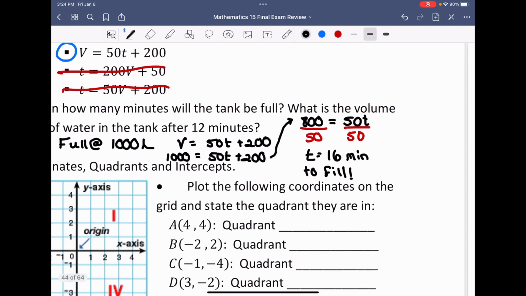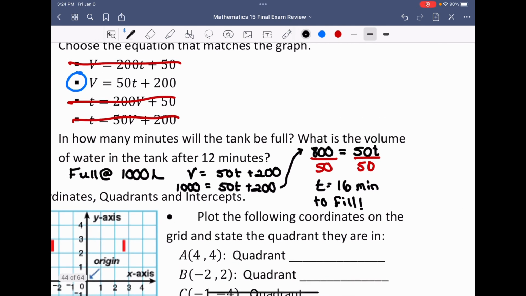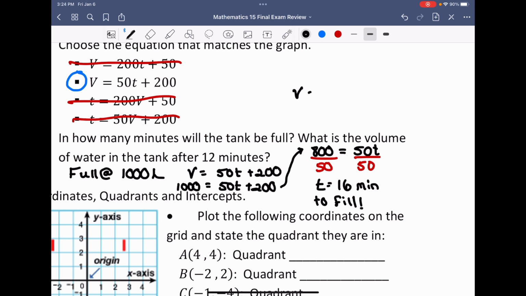But then they ask, well, after 12 minutes, how full is it? So instead of substituting in some value for V, now we're solving for V. We're saying volume is equal to some amount of volume after a certain amount of time. So I rewrite the original equation and then I put in, in this case, they say 12 minutes, which is equal to our t value. We're going to sub that in and find a volume, 50 times 12 plus 200.